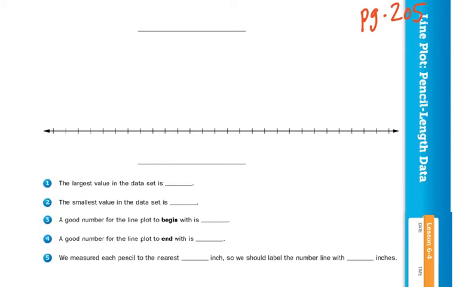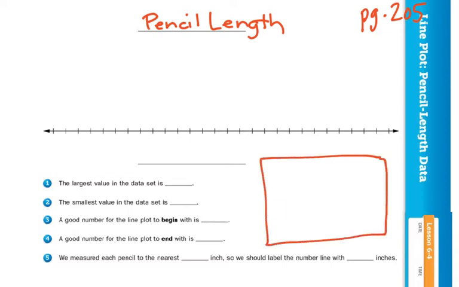So today what I'm going to do is just give you a bunch of measurements as if we were all in person. So here is our line plot. And just know that these would be pencil lengths if everybody measured their pencil. So up at the top, would you write pencil lengths? And over in this box over here, I am going to give you some measurements. All right? You don't necessarily need to write these all down.